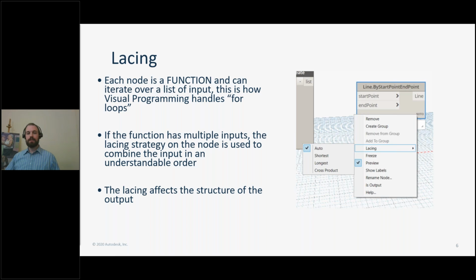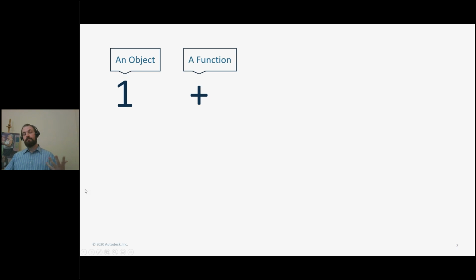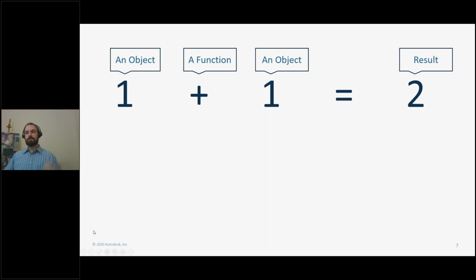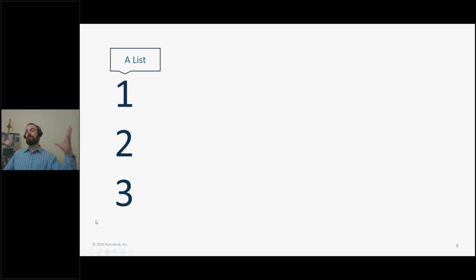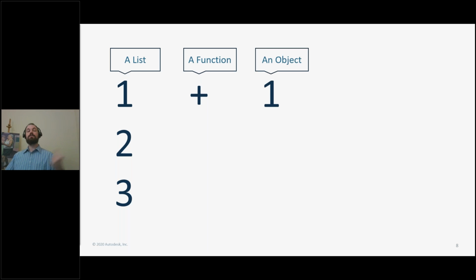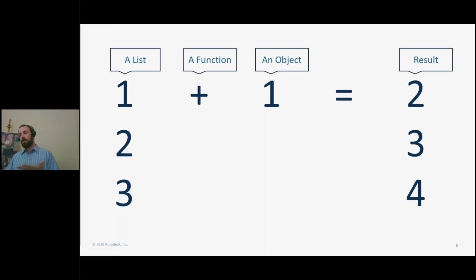One way we can look at this is to come up with a real example. Let's say we have an object, in this case the number 1, and then we have a function, the addition function, and we want to add to that another object, the number 1 once again. 1 plus 1, that's pretty easy. That equals 2. Now, I could also take a list of objects, 1, 2, 3, and wire those into a function that takes a single object. 1 plus 1, that's easy enough. 2 plus 1, easy enough. 3 plus 1 is 4. This should make some sense to this point, I hope.